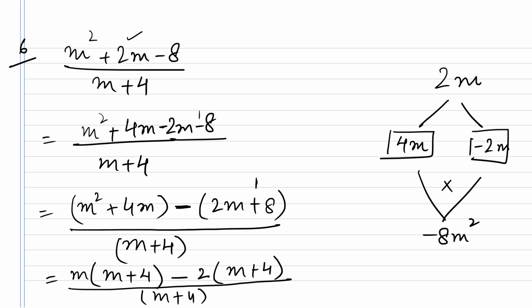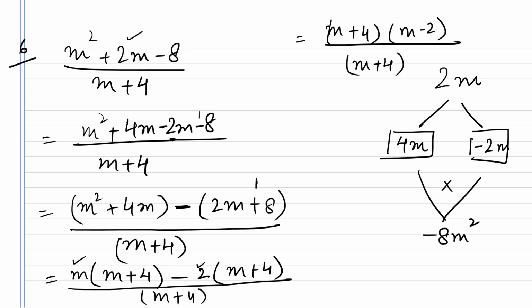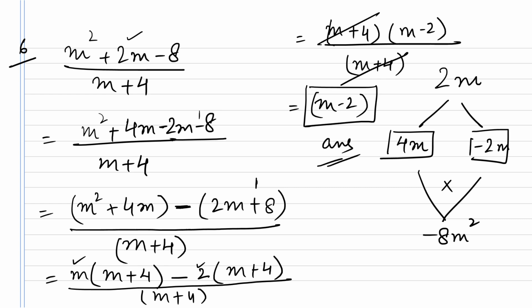So my next step would be m plus 4 is one of my brackets, and of course my next bracket is m minus 2, and the denominator is m plus 4. Can we cancel out something? Of course, this one. So in the last, I'm left with m minus 2, and this is my answer.